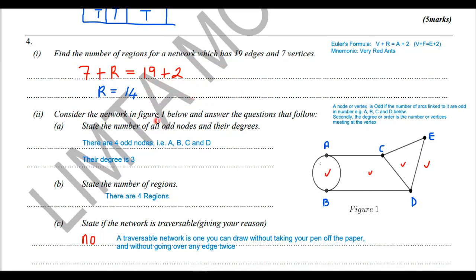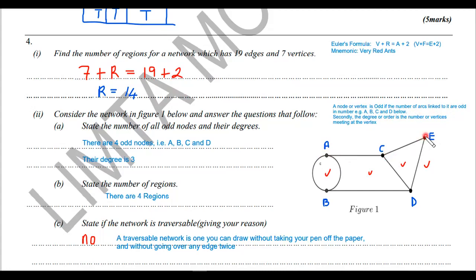Next, consider the network in figure 1 below and answer the questions that follow. State the number of all odd nodes and their degrees. We start by looking at a node, and what is an odd node or odd vertex? A node or vertex is odd if the number of arcs linked to it is odd. Let's look at this point. How many lines move to this point? 3. So this is an odd vertex or odd node. This point is also odd.